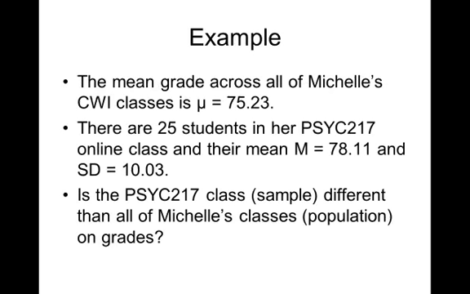So as an example, let's say that the average grade across all of my CWI classes is a 75.23. Now there are 25 of you in my PSYC217 online class, and let's pretend that your average score right now is a 78.11 with a standard deviation of 10.03. What we could ask using the one-sample t-test is, is the PSYC217 class, the sample, different than all of my classes, the population?